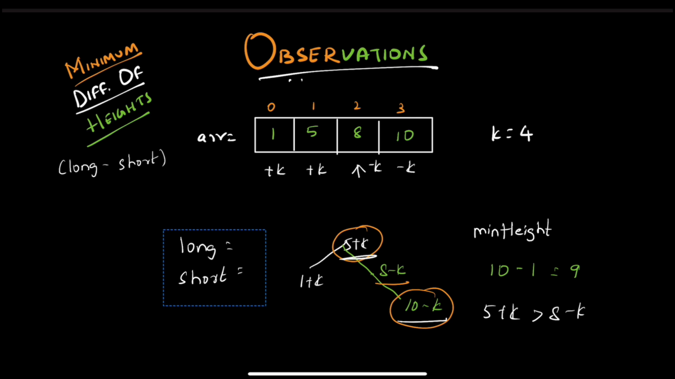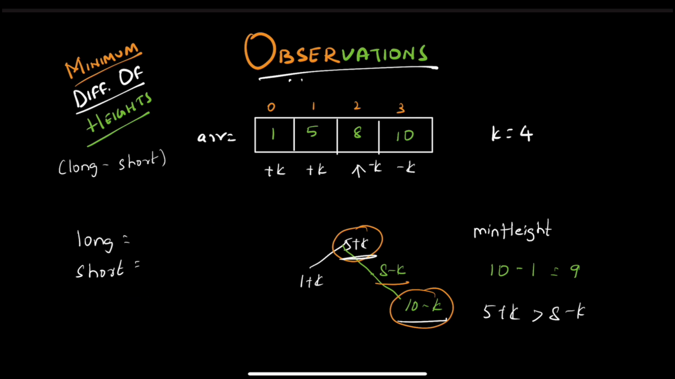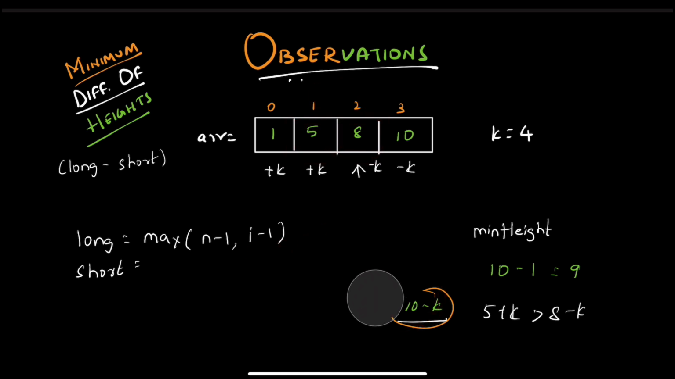Okay, let me move this equation here. So the longest height could be the maximum of either the n minus 1 element, that is the last element, or the previous index that we are standing at. Because if you are standing at this index, the previous index element could be one of the maximum heights that we saw in this number line. Okay, let me clean this up.